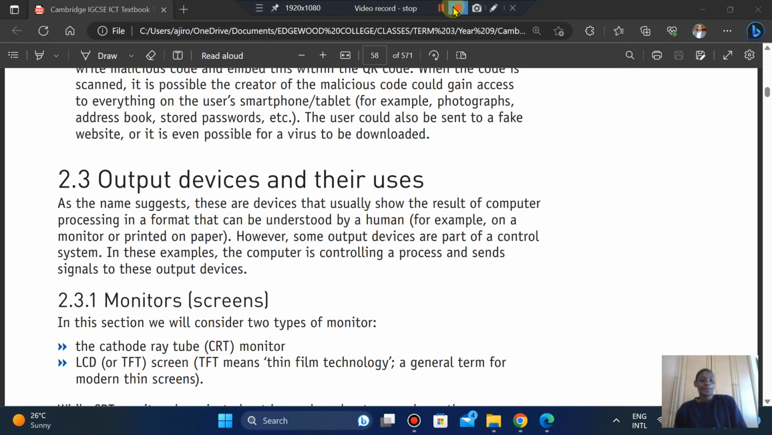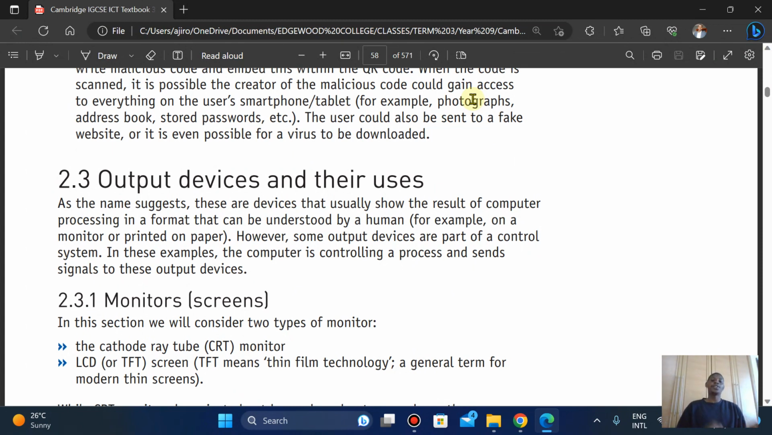And well, this is part three of chapter two, and in this chapter we're looking at the output devices and their uses. Now, as the name suggests, output devices usually show the result of a computer processing. It shows it in a number of formats that can be understood by the user. Let's look at an example on a monitor or printed on paper. If it's on a monitor, it's seen as a soft copy. If it's printed on paper, it's seen as a hard copy.